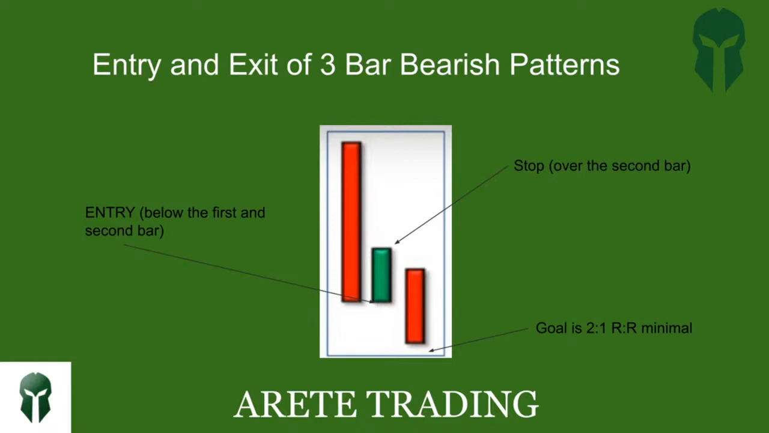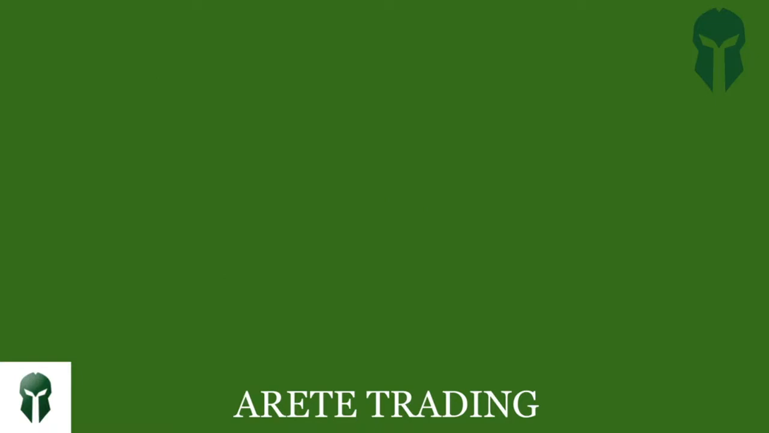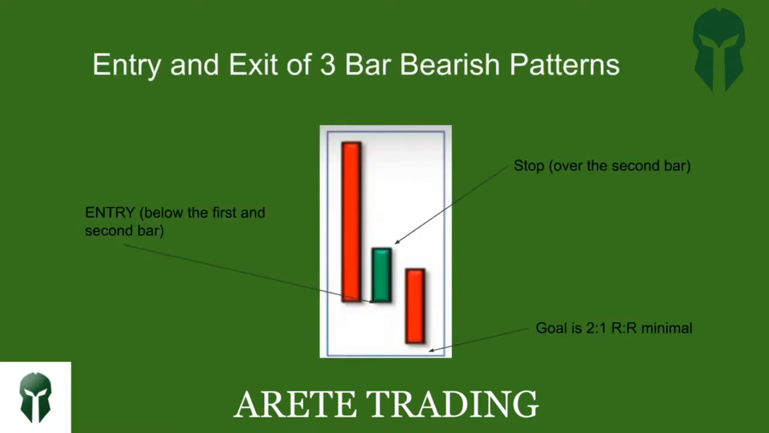The goal is 2 to 1. That's it. These are very simple patterns, very, very simple patterns. So that's all I want to go over so that you can grasp it. And I'm going to go through some examples so you can see it.